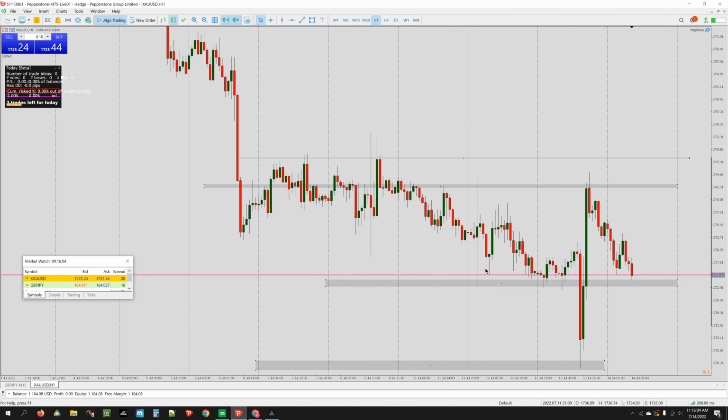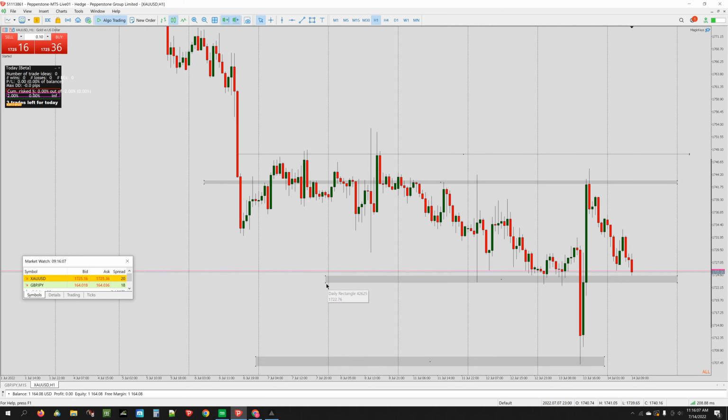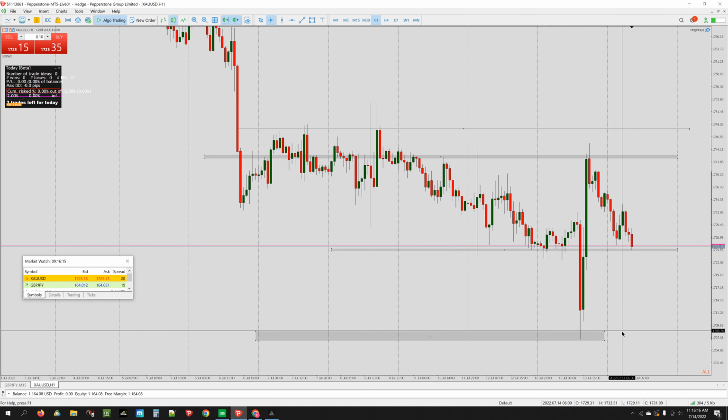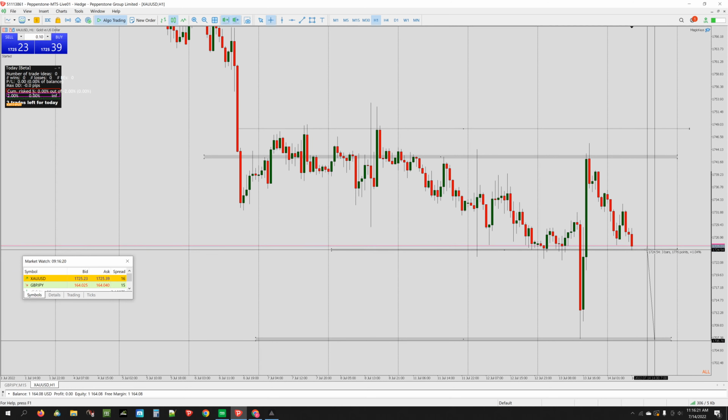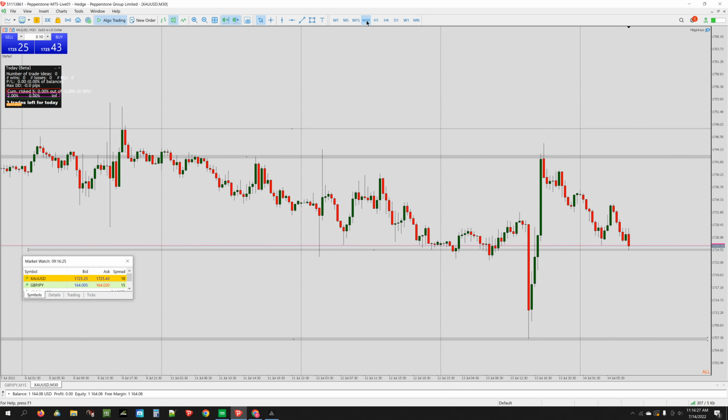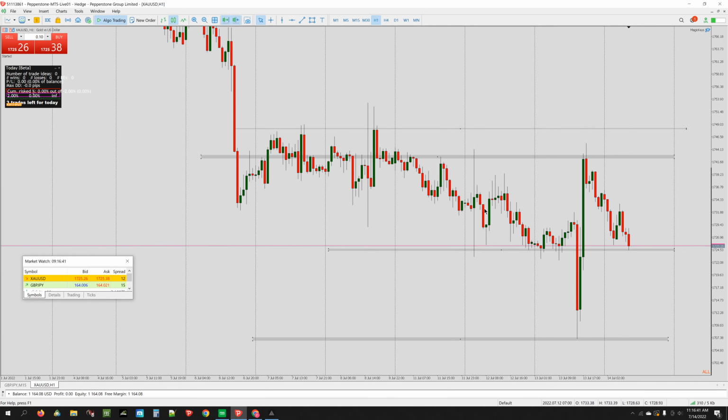And if we break below 1724 we can potentially keep pushing down in this 200 pips of range, but the only problem is that the ranges in gold are very big.